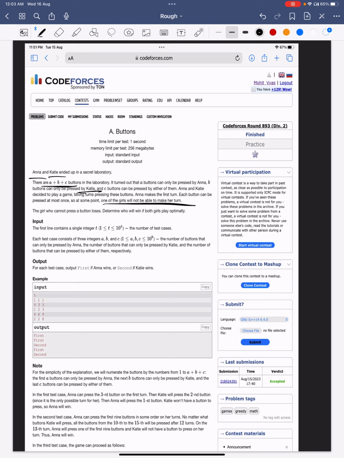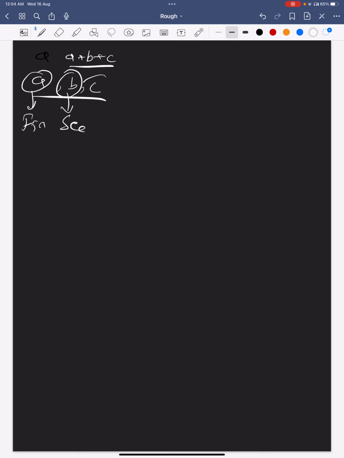The input is A, B, and C, the buttons. We have to tell whether the first girl or the second girl will win. So what's the approach? We are given A plus B plus C buttons, with input A, B, C. A buttons can only be pressed by the first girl, B buttons can only be pressed by the second girl, and C can be pressed by both. So we have to tell who will win.